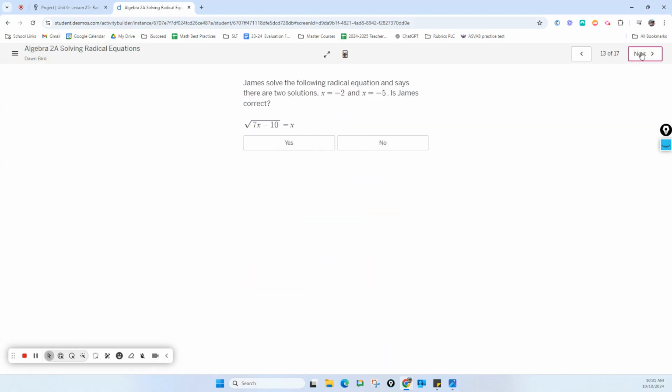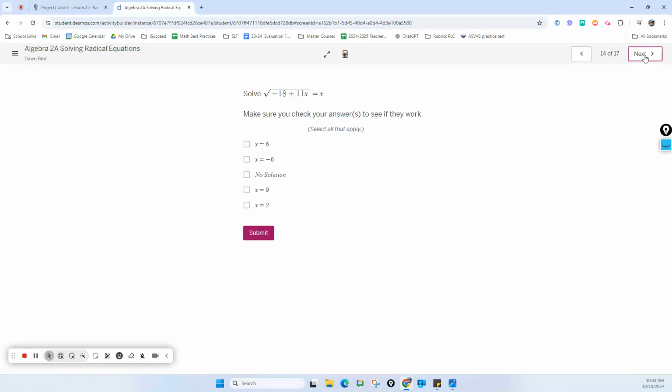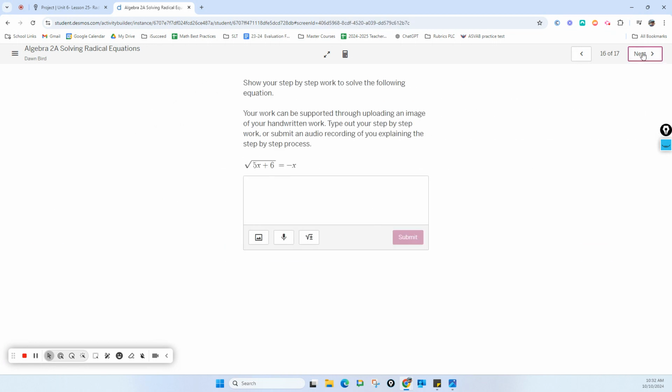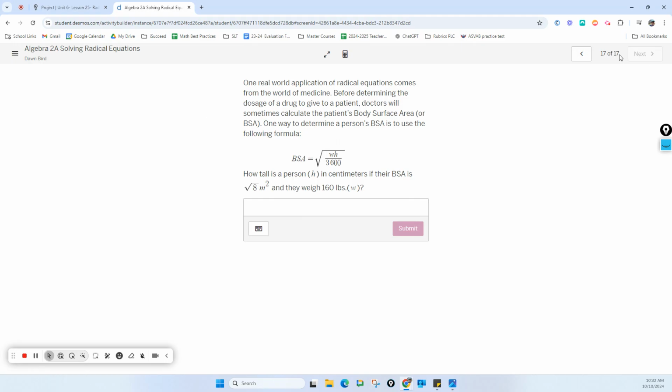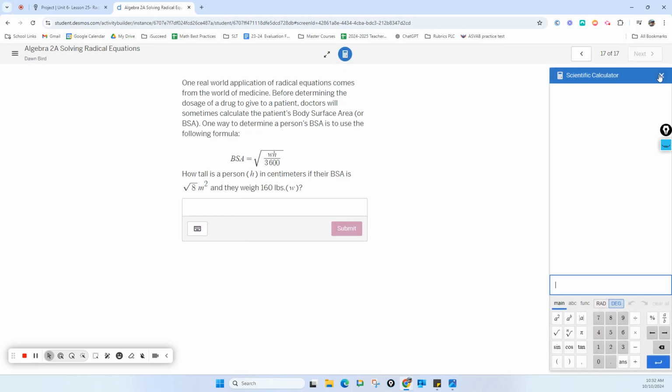So I hope this is showing you how to use Desmos and complete this project. Once you have completed all of these slides, we'll say slide 17 is the very last one. We have completed it. We can see that there's no next button, and then we're done. We can just exit out. I will show you, there is a calculator here. We can just exit out.